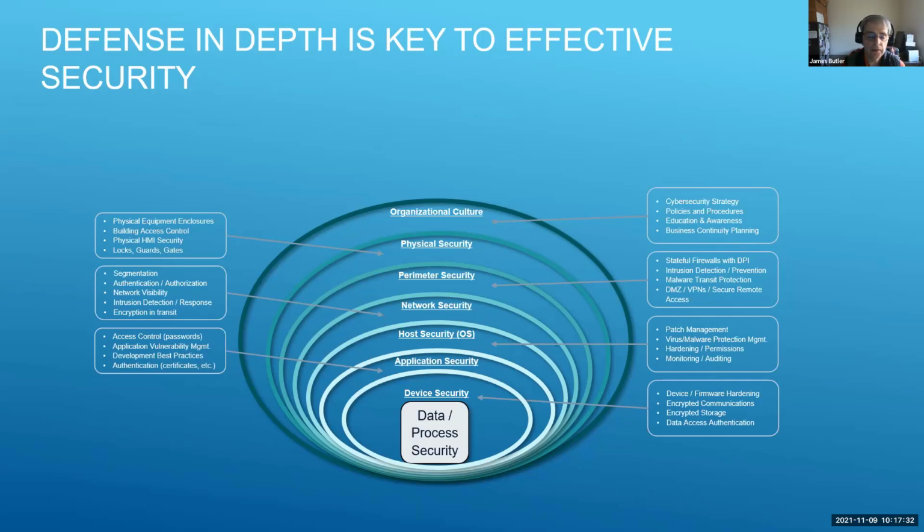And of course, we have to think about building automation as well. How can we apply defense in depth to building automation? And a lot of the same methods and techniques that the IT industry has pioneered are potentially applicable to what we're doing in building automation.